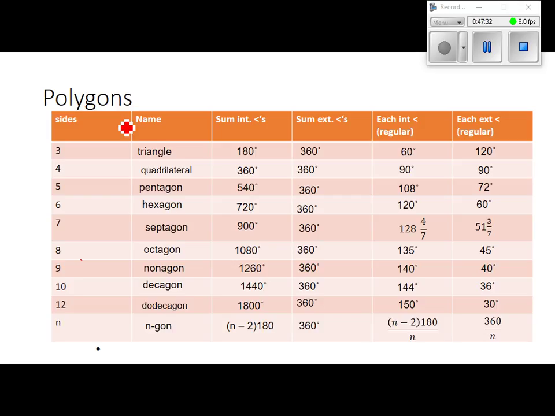I'll give you a couple minutes to write each one of these down. Again, sum of all the interior angles, sum of all the exterior angles, each interior angle if it happens to be regular, each exterior angle if it happens to be regular. Notice over here, N. N stands for what? Number of sides. So we were talking about a 57-sided figure a little while ago. Guess what we'd call it? 57-gon. You just put in the number and put gon behind it.